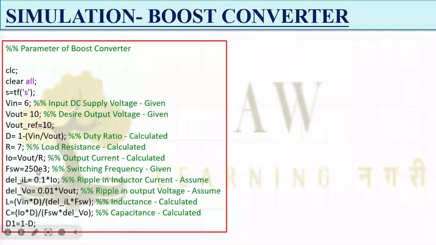My switching frequency I have considered as 250 kilohertz. Then the inductance calculation and capacitance calculation, you know how these formulas come, we have seen in lecture number 1 or lecture number 2, I guess. Then I have marked D' as 1 minus D, that is the off duration.